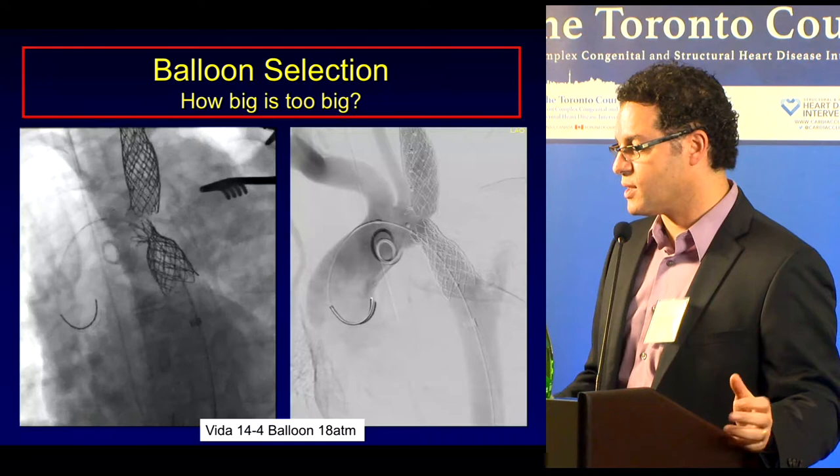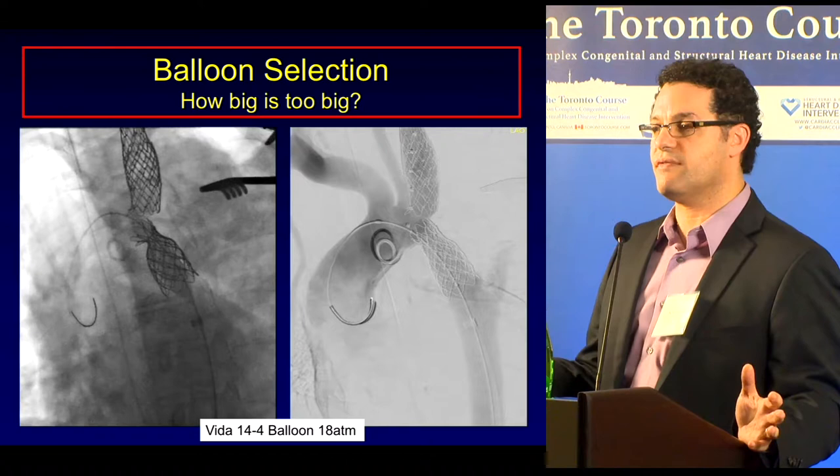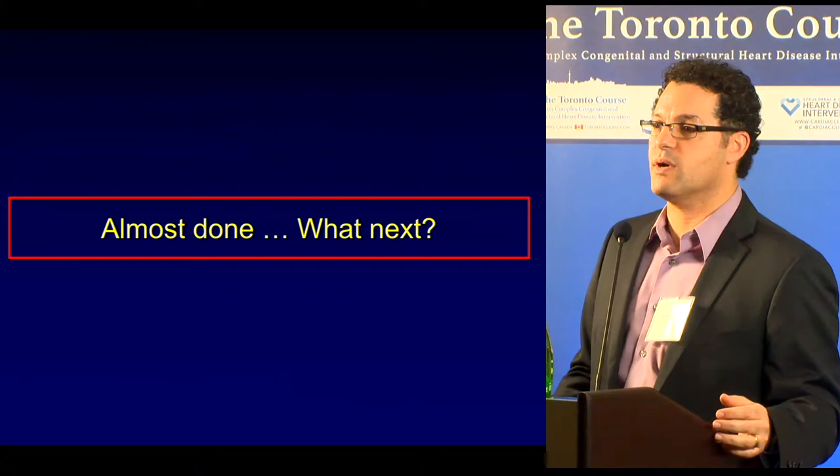So this is what it now looks like. We've opened up the left subclavian, we've sealed off the pseudoaneurysm, we've opened up the coarct, and we have a 15 gradient. Almost done, what next? What did you say, Nathan?